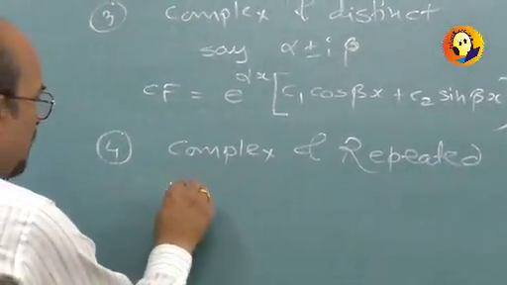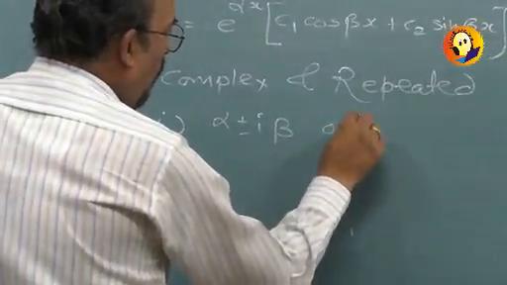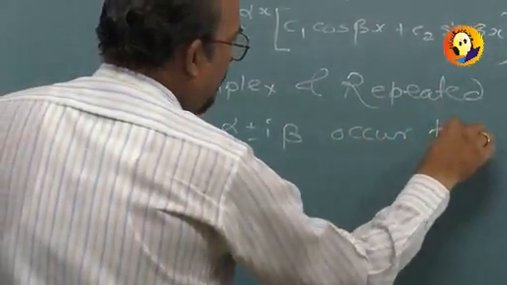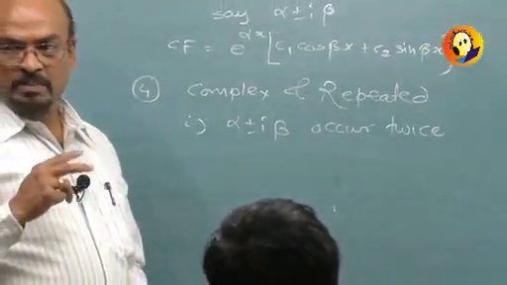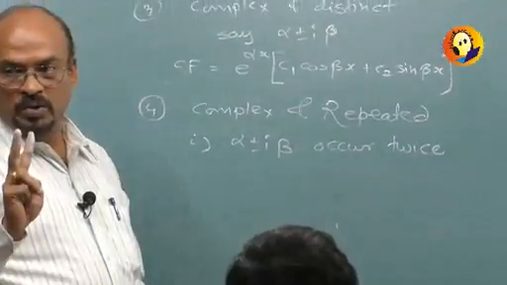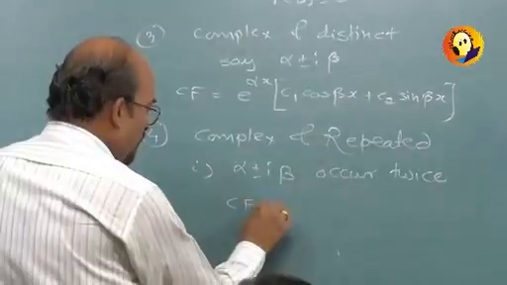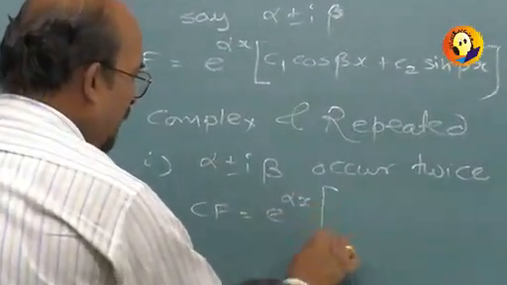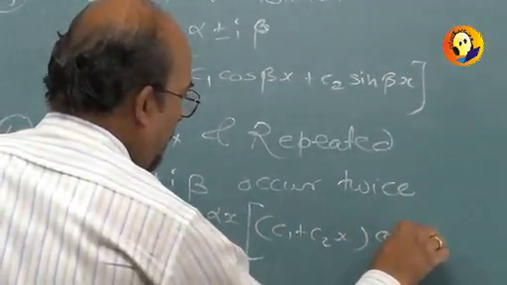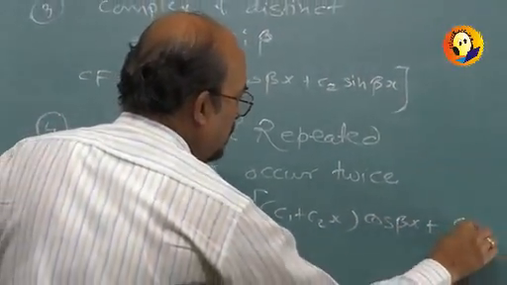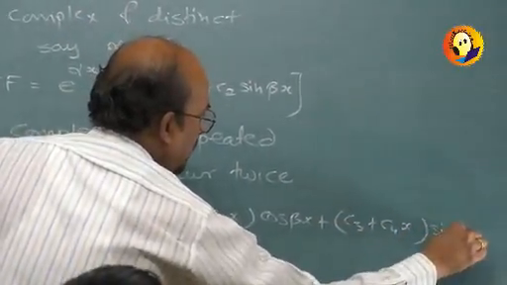And so there will again be two parts, say alpha plus or minus i beta, occurring twice. So twice means alpha plus or minus i beta themselves are two roots and occurring twice, so 4 roots. In that case, CF is going to be e raised to alpha x into bracket C1 plus C2x cos beta x plus C3 plus C4x sin beta x.